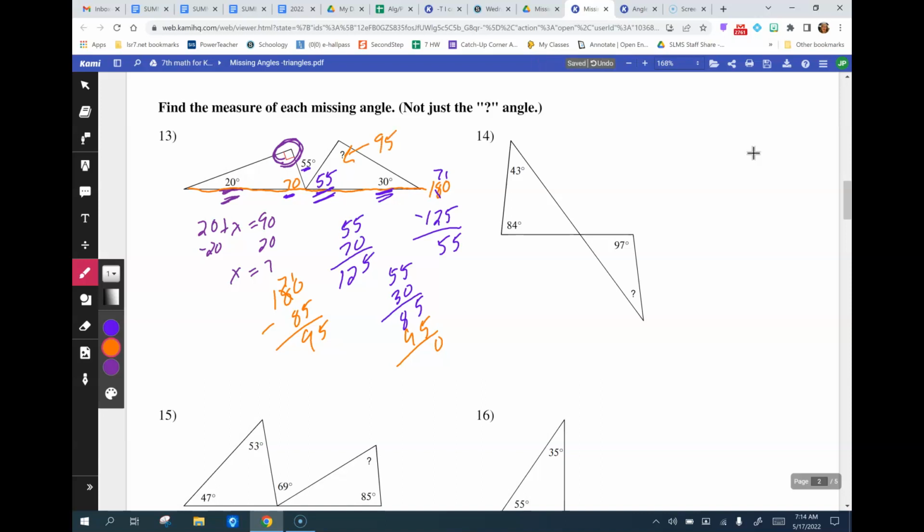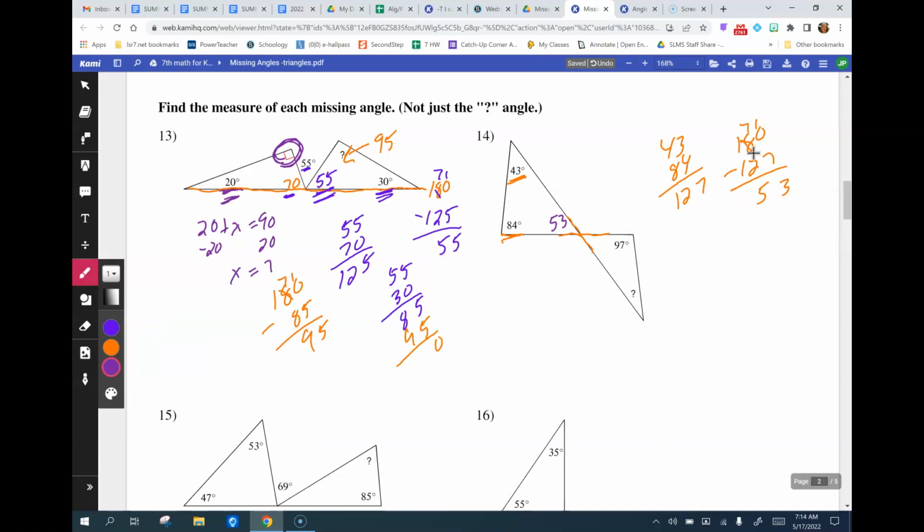Now look at 14. 14 is nice to us. It gives us that vertical angle thing. So where are you going to start? That's right. You start with a triangle that gives you two angles. So you take 43 plus 84. We get 127. We take 180 minus 127. This angle is not 127. That's just what these two are added together. So you actually have to subtract. So I got 53. So this angle right here is 53.